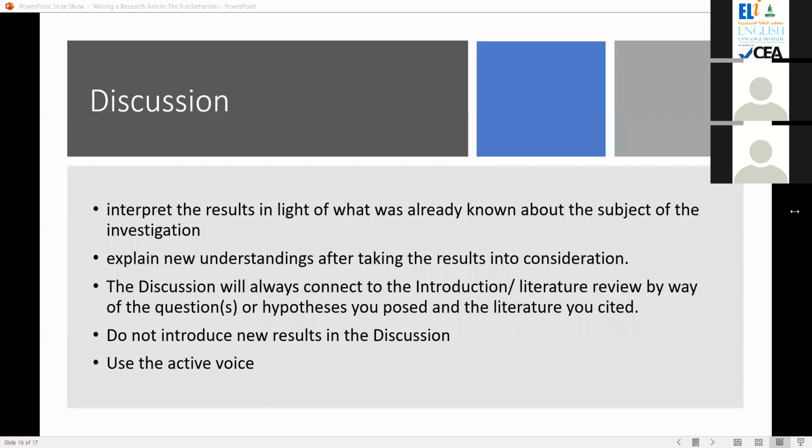When the focus is on the actual method, not on the researcher. For example, the data was collected. In the Saudi context, the researcher collected the data. So here, my focus is not on the researcher, but rather on the data. So the data was collected.